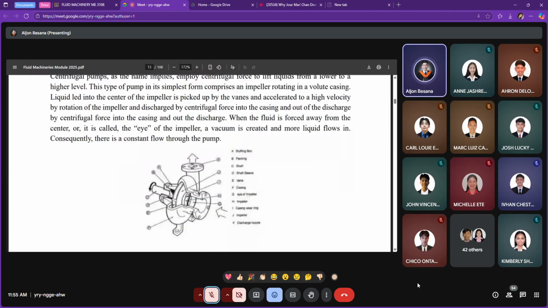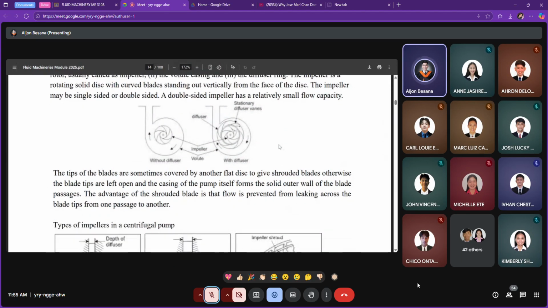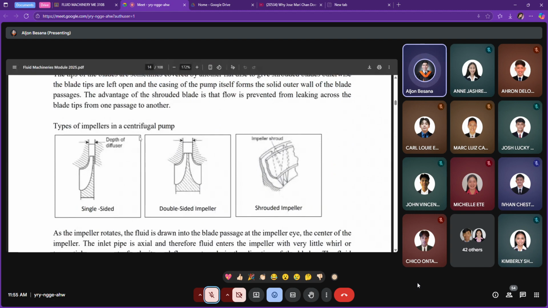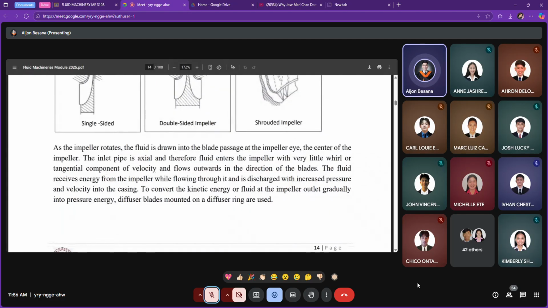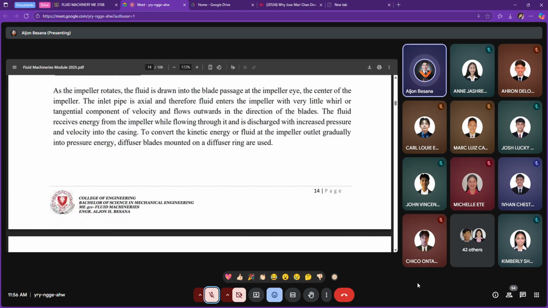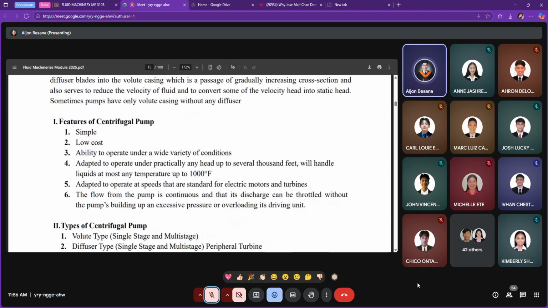Alright, and that is for our centrifugal pump, no? So that's the operation. Also for the impeller po natin, meron tayo dito yung single-sided at katulad sa example sa video yung ating double-sided impeller at meron din po tayong tinatawag na shrouded. Also, here some features po.